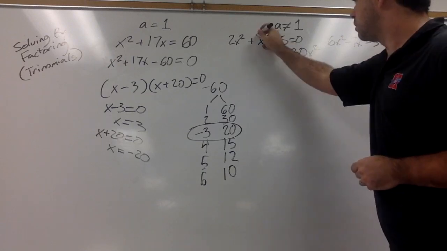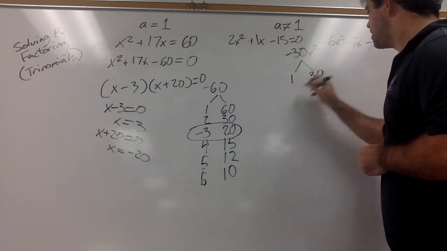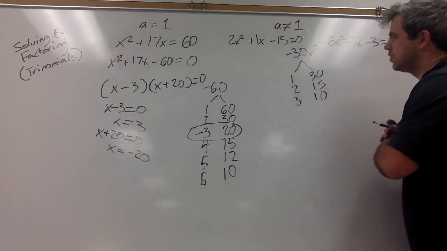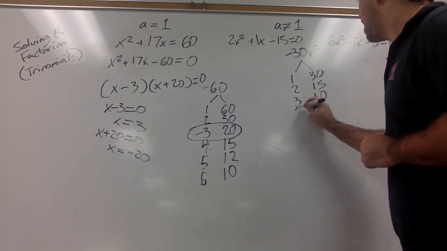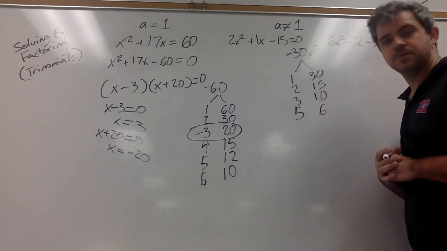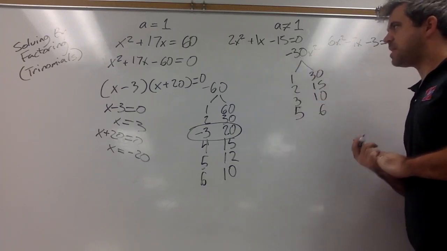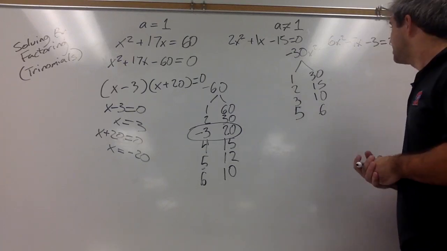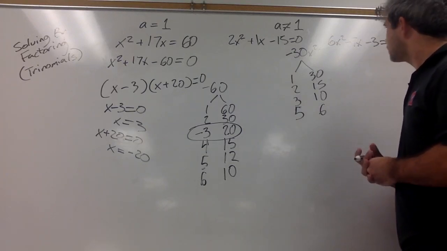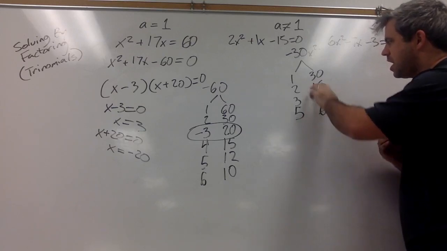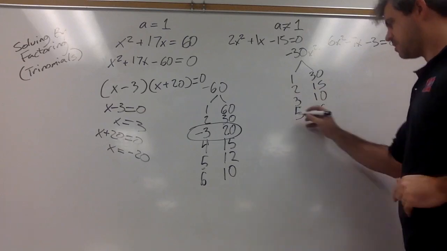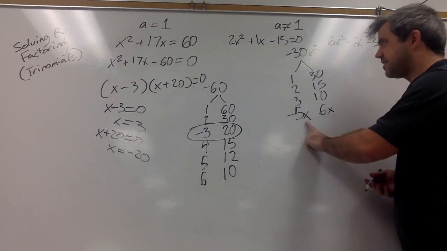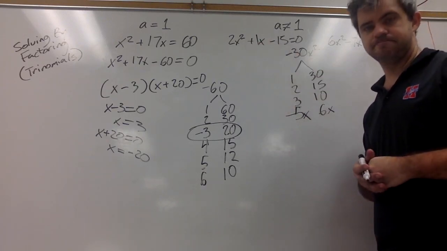So we've got 1x. So 1 and 30, 2 and 15, 3 and 10, 4, I don't think it's divisible by that, and then we got 5 and 6. So how are we going to add these up and make them equal 1? Now remember, it's negative, so they're basically going to have to subtract this time. So let's see. These don't subtract to 1. These don't. But 6 minus 5. So 6x minus 5x equals 1x.